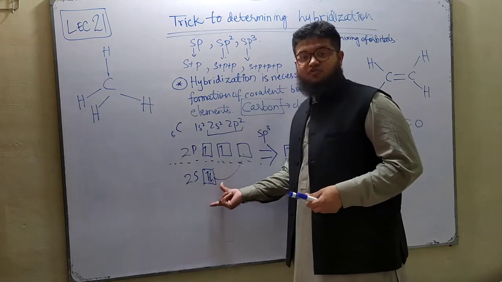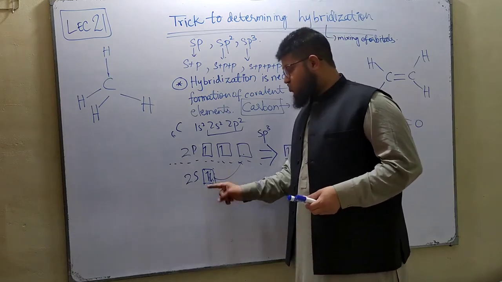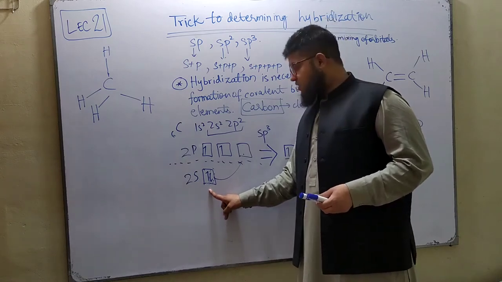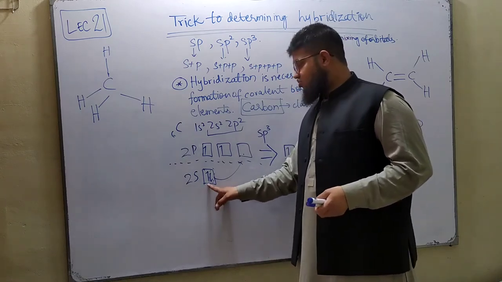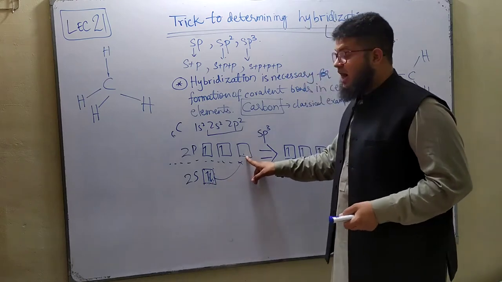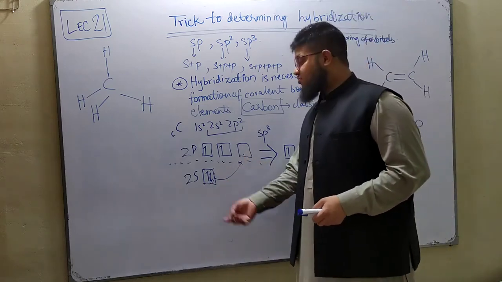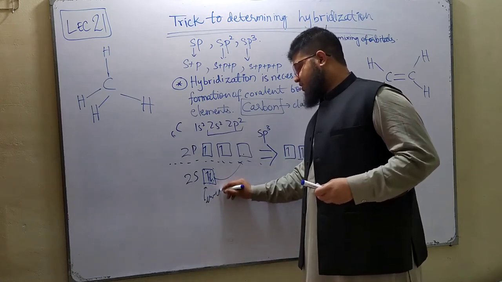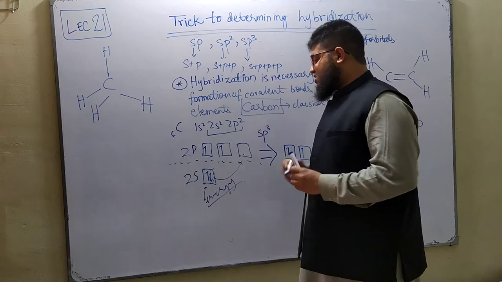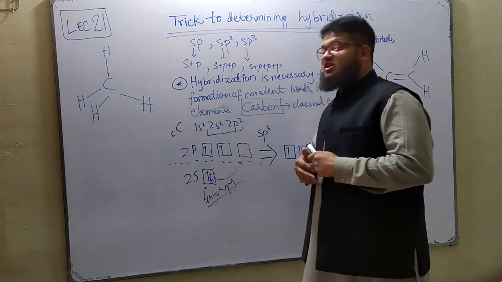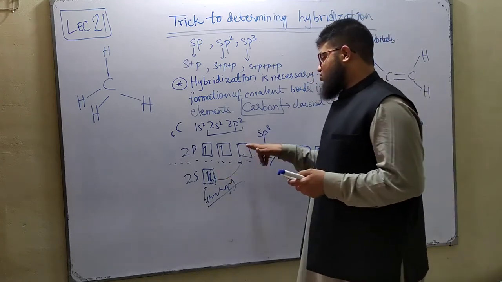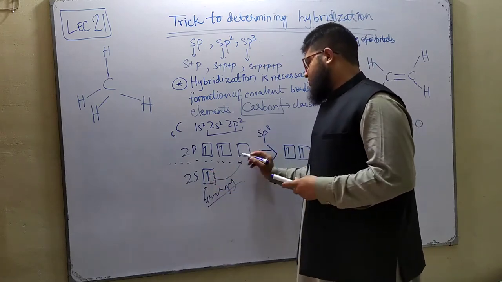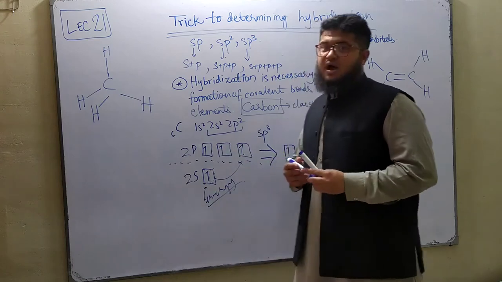For mixing, we'll have to give a certain amount of energy to the electron in the lower orbital. Once we provide some external energy to this electron in the 2s orbital, it will be excited to a higher energy state. After providing energy, this electron is excited to a higher energy level, and as soon as it is excited, this orbital becomes half full and that orbital also becomes half full. So all the orbitals have now become half full.